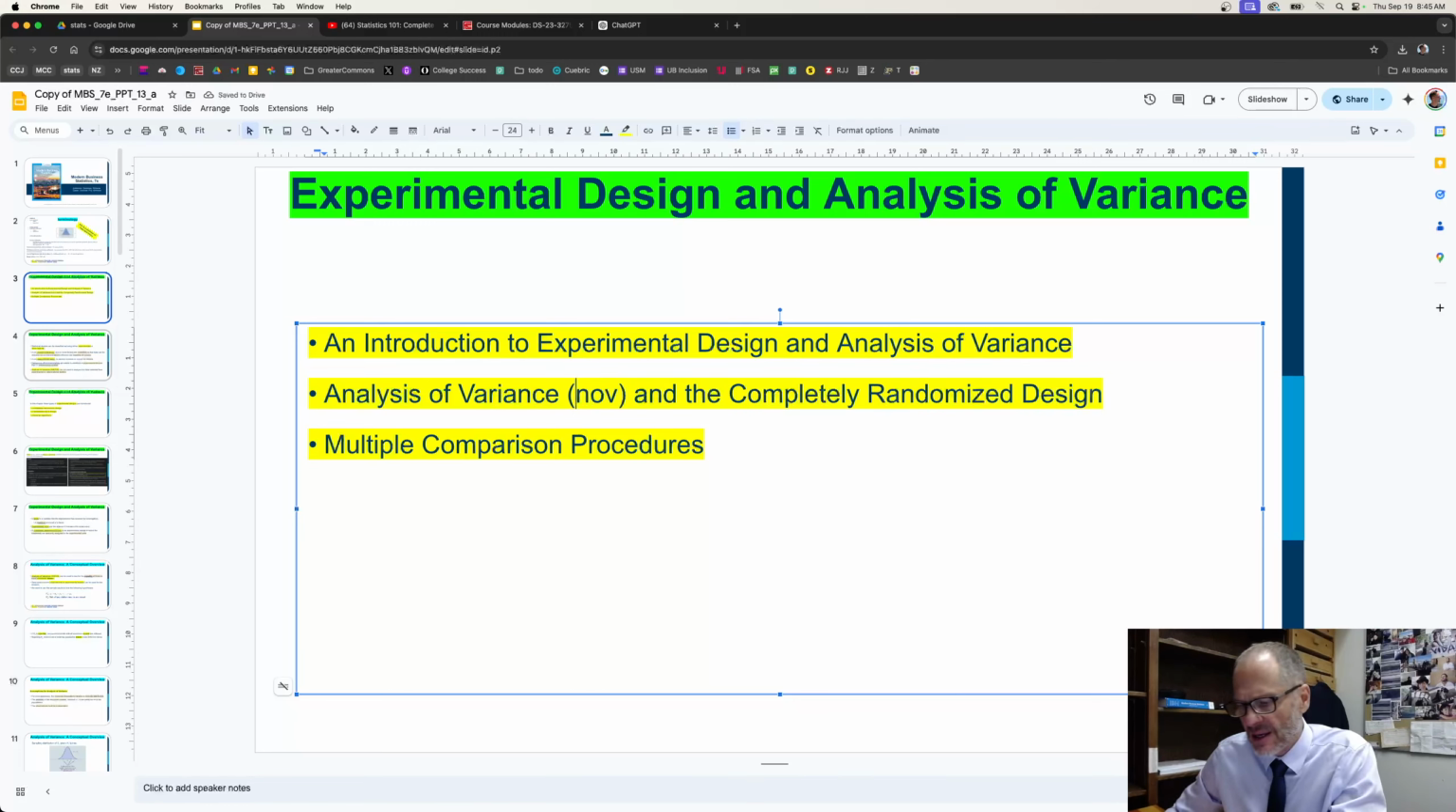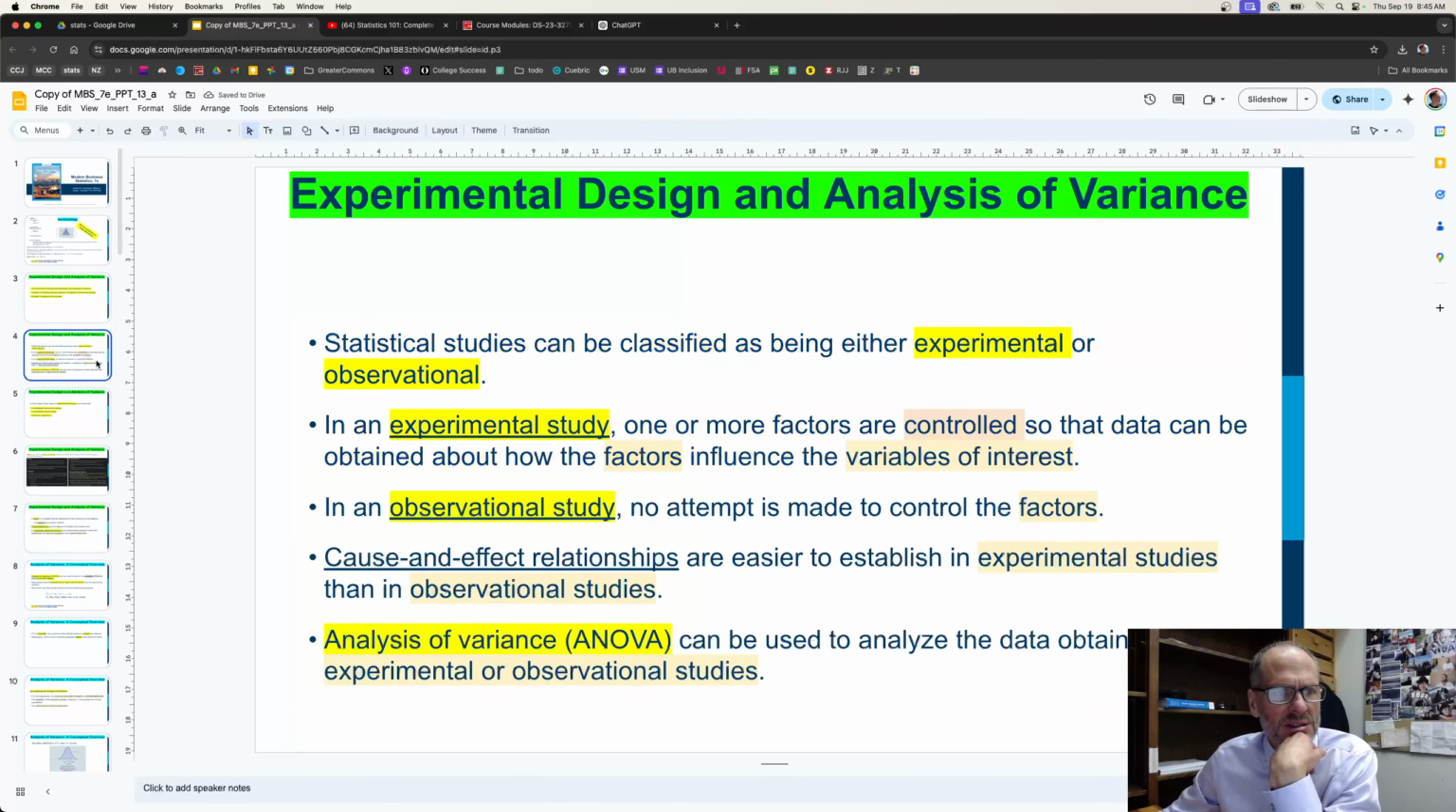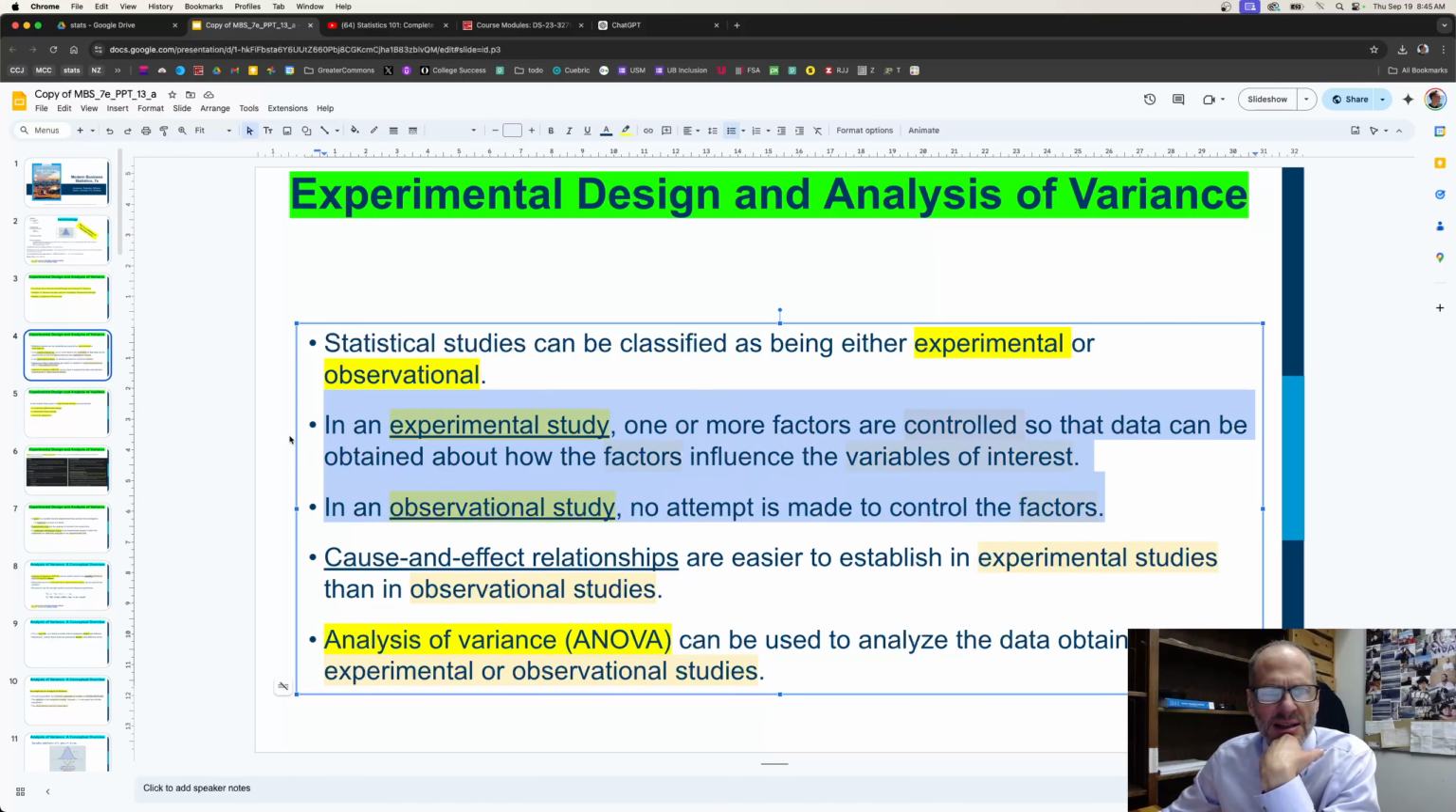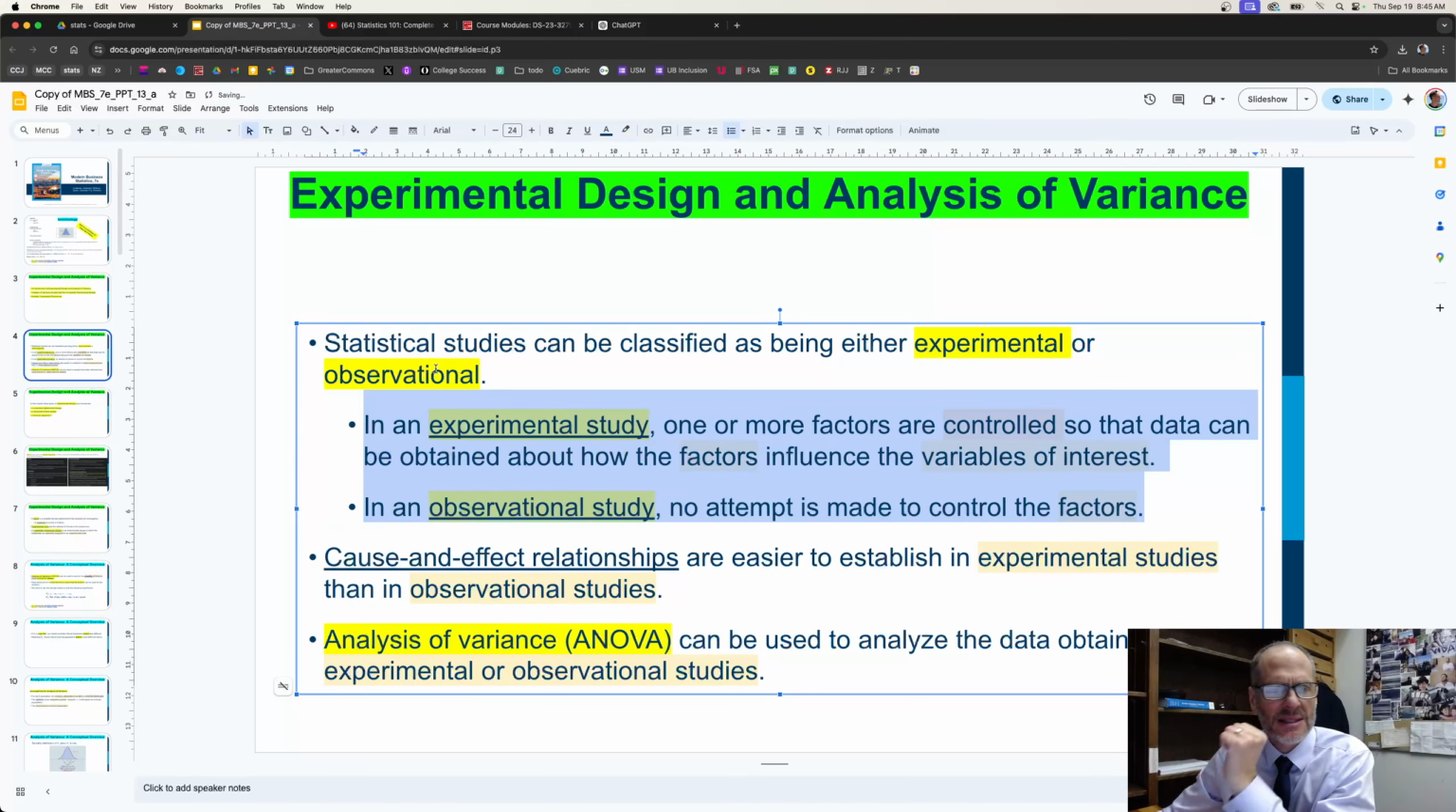I left a lot of stuff out there because I'm hitting the wrong key. There we go. So analysis of variance, ANOVA, and multiple comparison procedures. So starting out here with some terminology. Statistical studies can be classified as either being experimental or observational. And just looking at this, I'm just going to indent these because that's kind of like a sub-point. Now let's explore both of those.